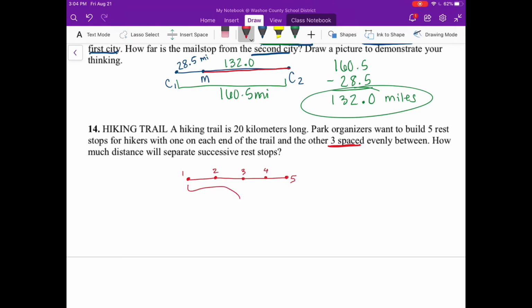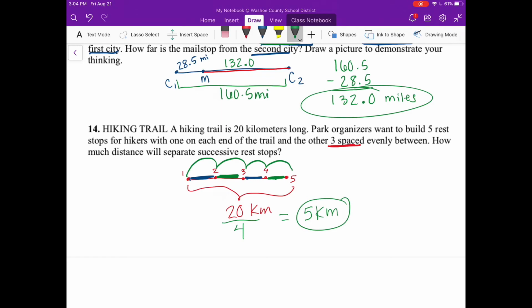So the entire thing is 20 kilometers long. I have to figure out the distance of each individual segment. So the reason why I'm coloring it differently here is, yes, you have 5 stops total, but you want to know, essentially pretend this was a number line, how many hops it would take you to get from one to the next. Okay, so that's 4. So I need to take the 20 kilometers and divide it by 4 to figure out how much distance is between each stop. And that's the end of our notes.